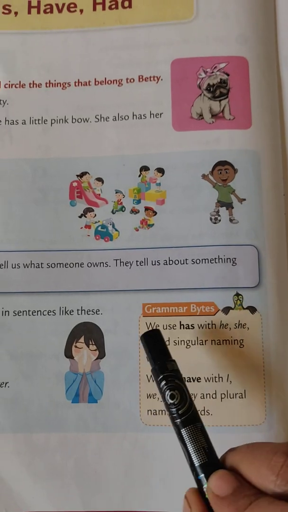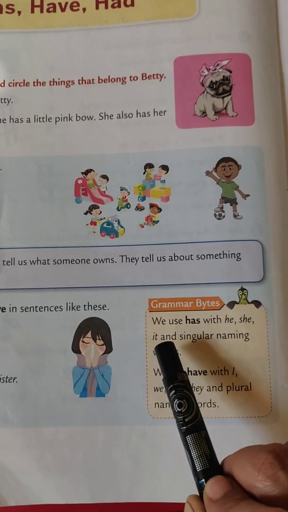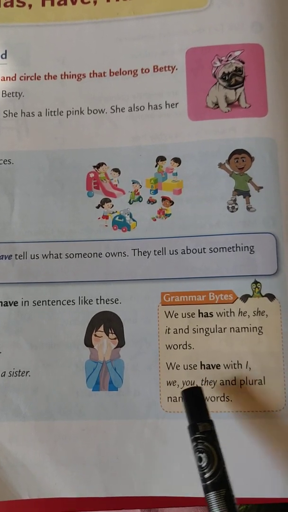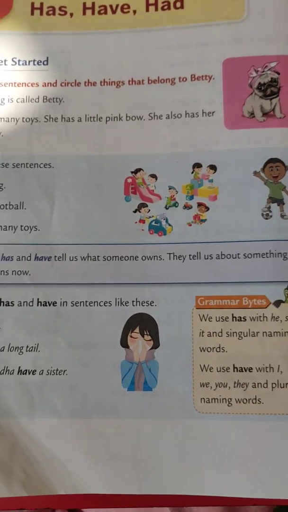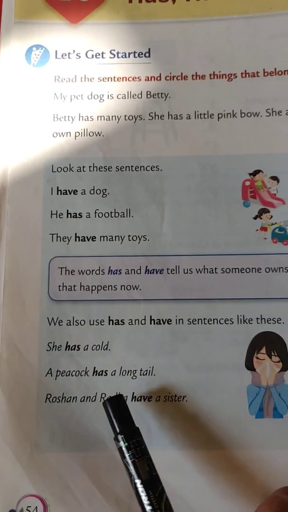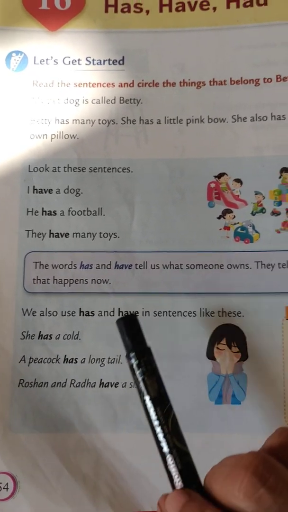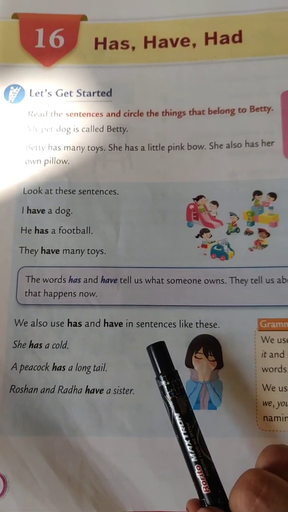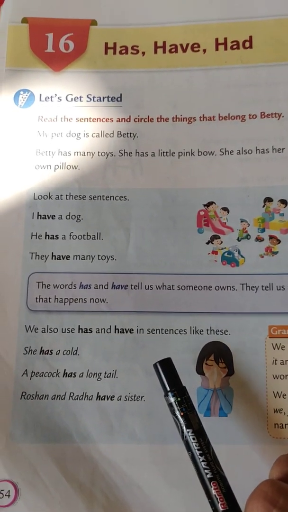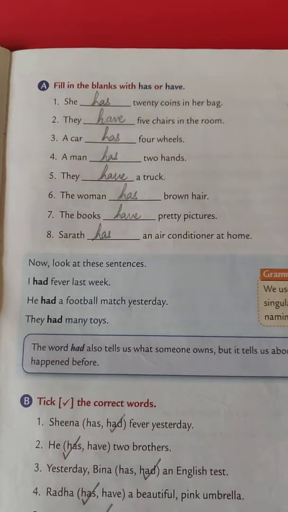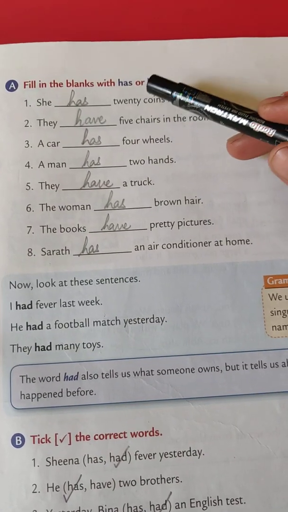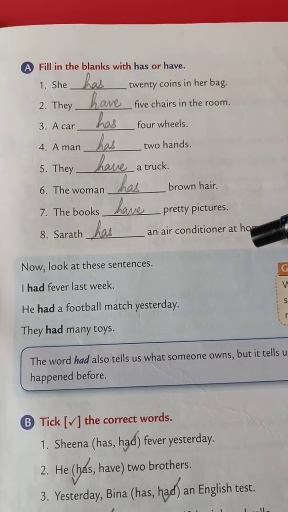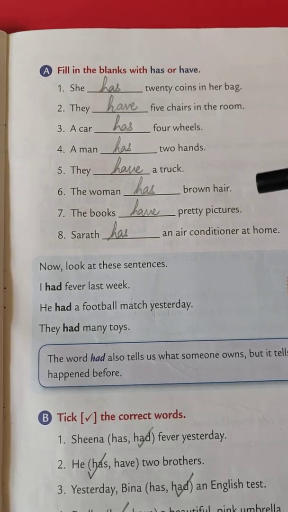In the same way, we use has with he, she and it and singular naming words, and we use have with I, we, you, they and plural naming words. When we use more than one person's name, we use have, and when we use only one name, we use has. Okay children, so here were a few examples of has and have. You have to be particular about where to use has and where to use have. They are very simple things.